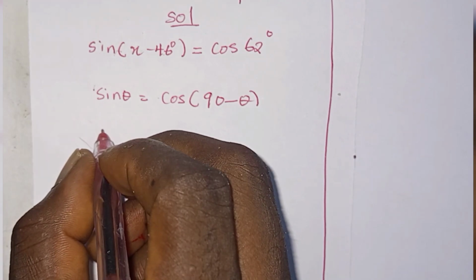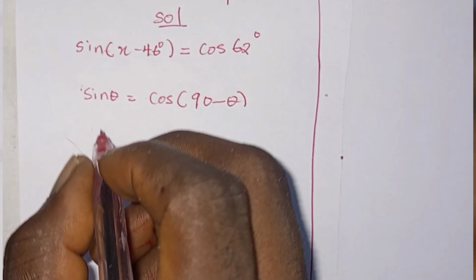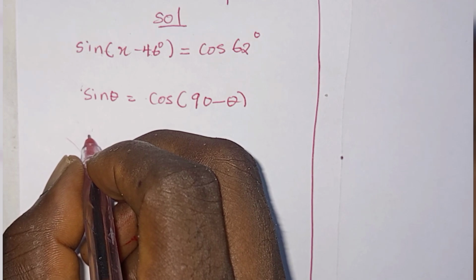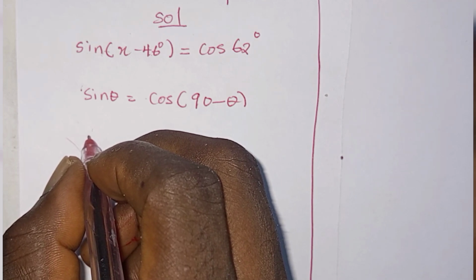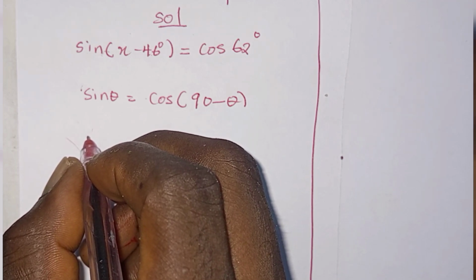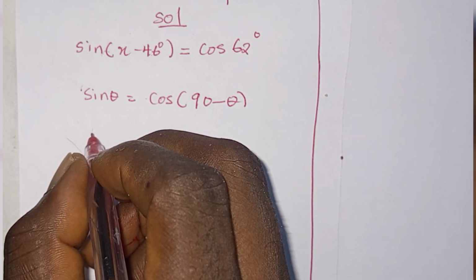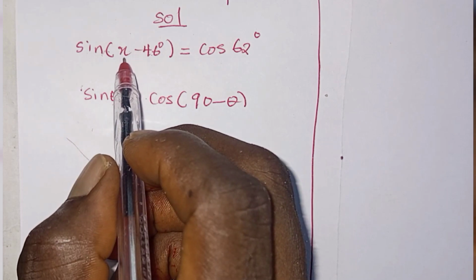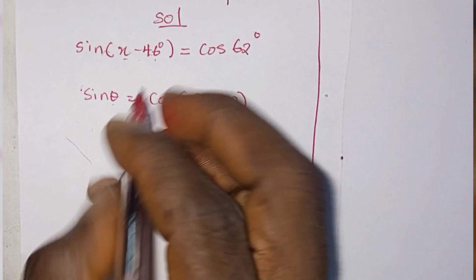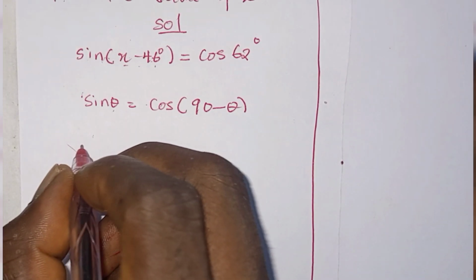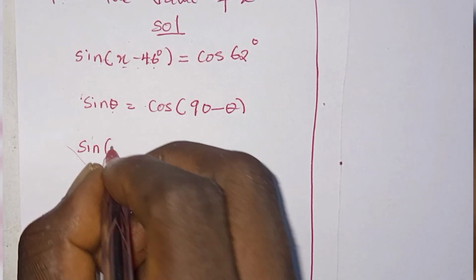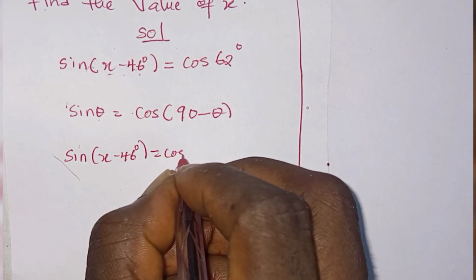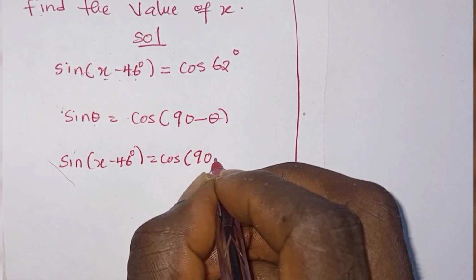From this formula, we can relate that sine and cos share the angle 90 degrees. That's why cos 60 is equal to sine 30, and cos 30 equals sine 60. Now, wherever you see theta in this formula, I will represent my theta as x minus 46 degrees. Sine theta, what's my theta? x minus 46 degrees, equals cos (90 minus theta).